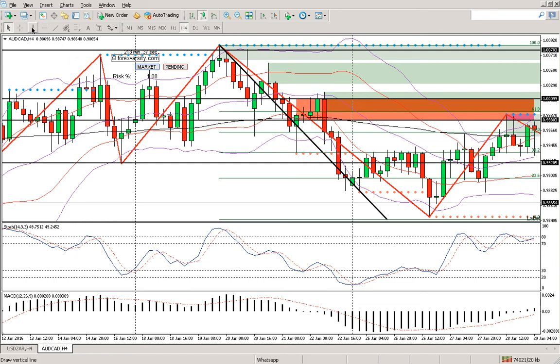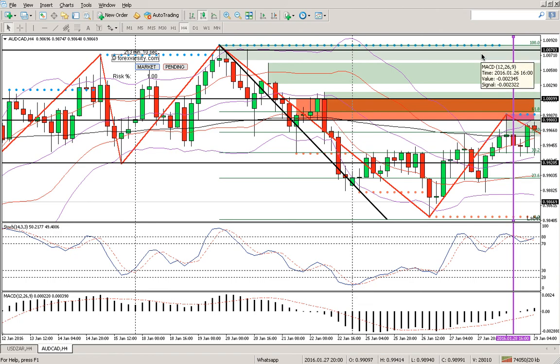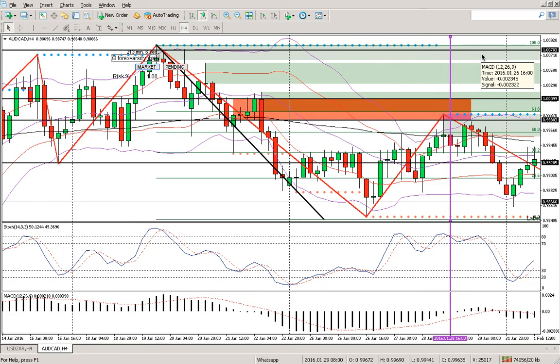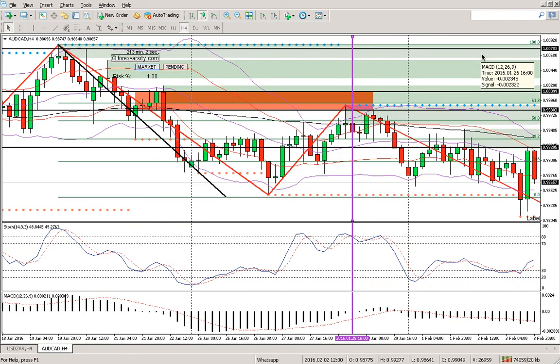But now you look at your beautiful stochastic. I'm sorry, I actually love stochastic. It turned right here, came into an overbought area, and turned right down. MACD is still down. It's showing your momentum is still right down. You would have entered there.